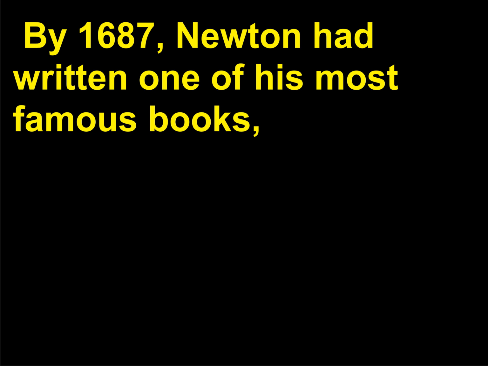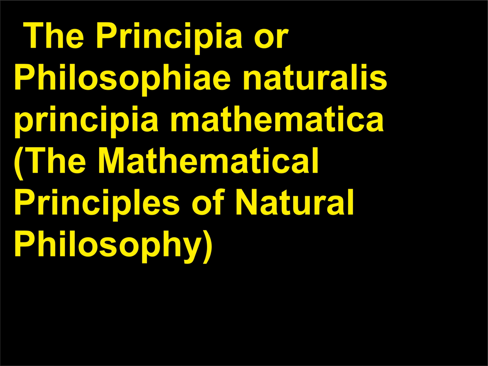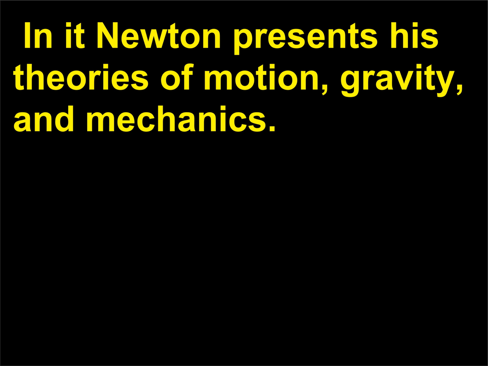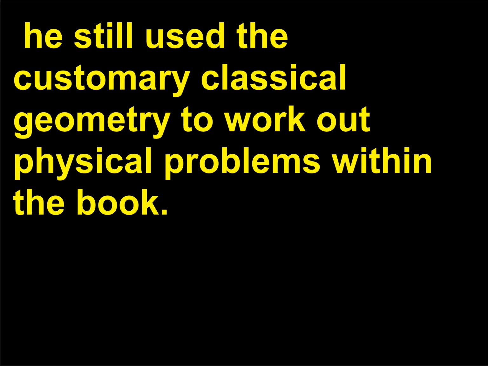By 1687, Newton had written one of his most famous books, the Principia or Philosophiae Naturalis Principia Mathematica, the Mathematical Principles of Natural Philosophy, which is often called the greatest scientific book ever written. In it, Newton presents his theories of motion, gravity, and mechanics. Although he had developed calculus earlier, he still used the customary classical geometry to work out physical problems within the book.